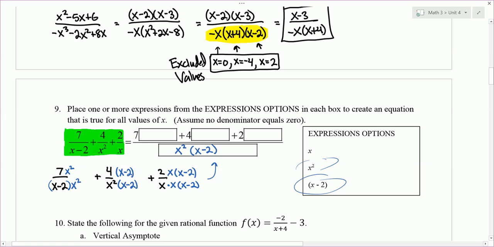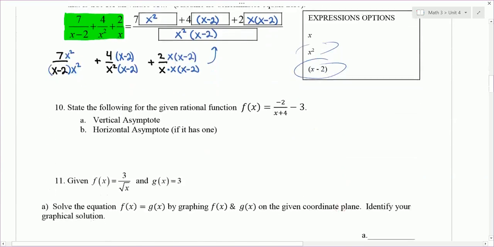Now our first fraction has 7x squared, so we put the x squared next to 7. The second fraction has 4 times x minus 2, so I put the x minus 2 next to the 4. And the third fraction has an x and an x minus 2. And now I've filled out the box completely. We don't need to finish this, it's just getting this far, making sure we know what to plug in.